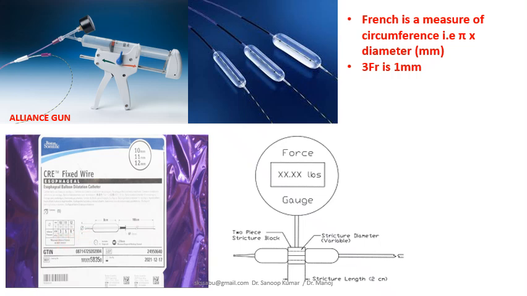So based on this, after introducing the balloon across the stricture, we can inflate up to that particular ATM, and so that fixed diameter will be achieved. So three serial dilatations can be achieved with this.